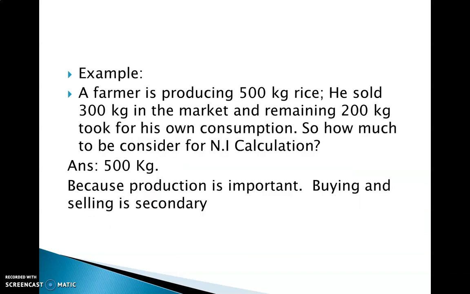For an example, a farmer produces 500 kg rice, sells 300 kgs in the market, and the remaining 200 kg is taken for his own consumption. So, how much is to be considered for national income calculation? 300 or 200 or the full 500? Yes, obviously, we need to consider the whole produced 500 kg rice for national income calculation because production is important. Buying and selling is secondary. So, even though it is consumed by self, we should disclose the overall production for national income calculation.